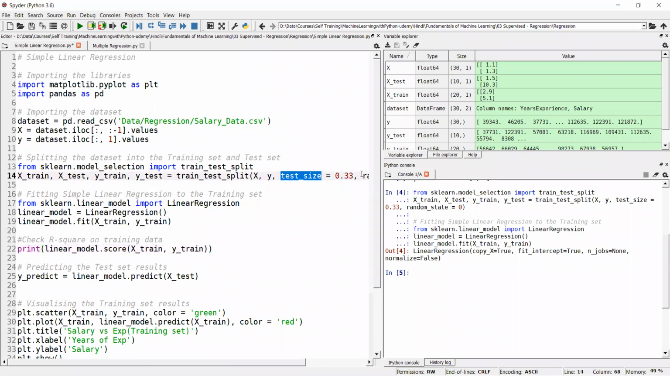See, test size is based on your percentage. So 33% you are taking into test. I'm not hard coding that you take only that many rows. Okay. So out of 30, 33% will be test and the rest of that will be training.